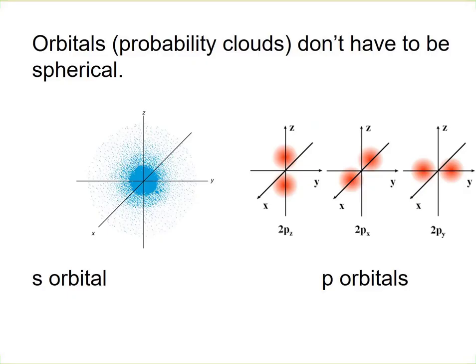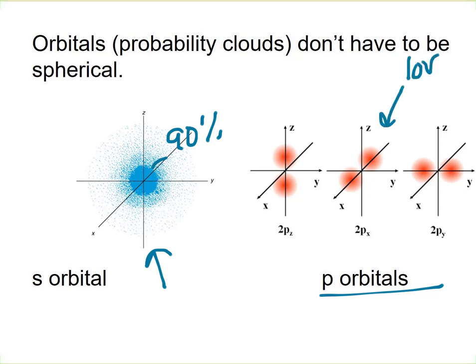Orbitals or probability clouds don't have to be spherical. So we have an s orbital right here. So imagine it's a sphere. And again, you have that 90% probability of finding it that distance away from the nucleus. But you also have some different probability clouds. These ones are dumbbell shaped. These are p orbitals. And in each of these electron clouds, you can find one or two electrons.